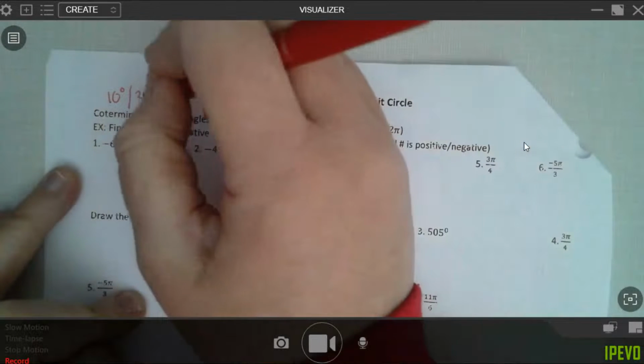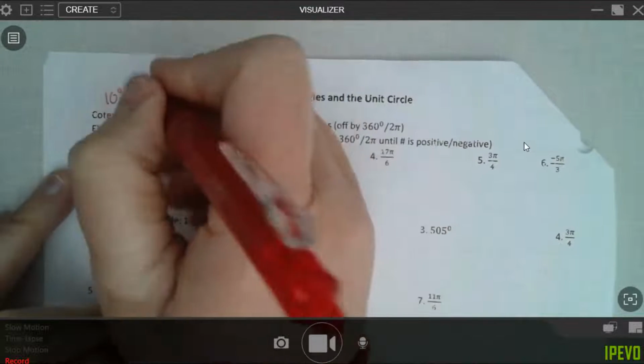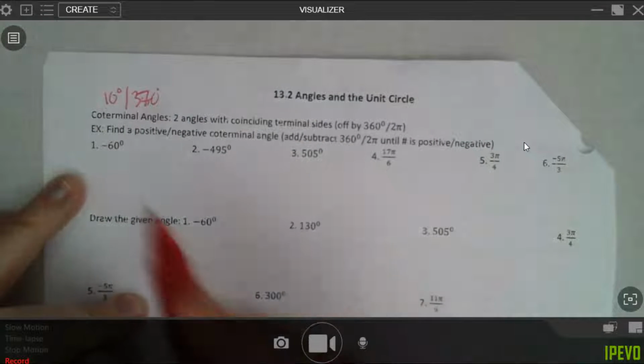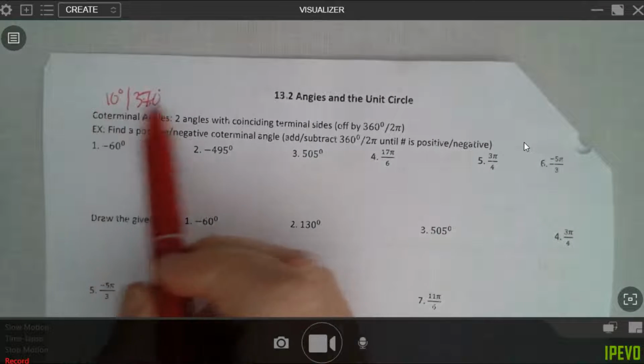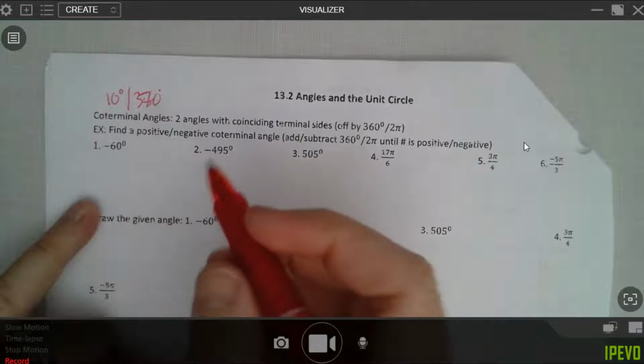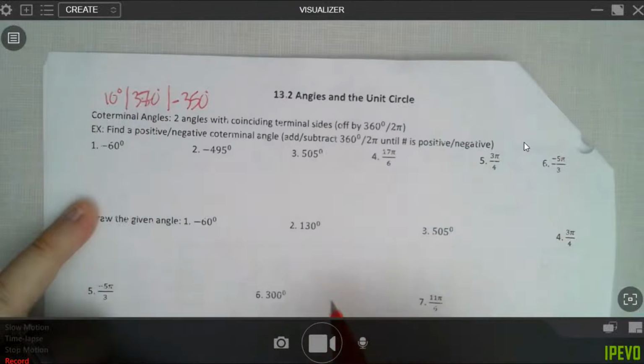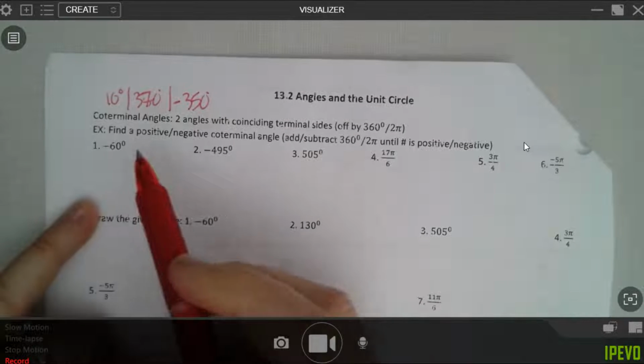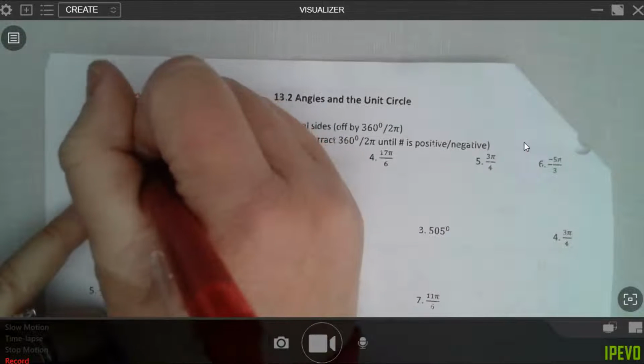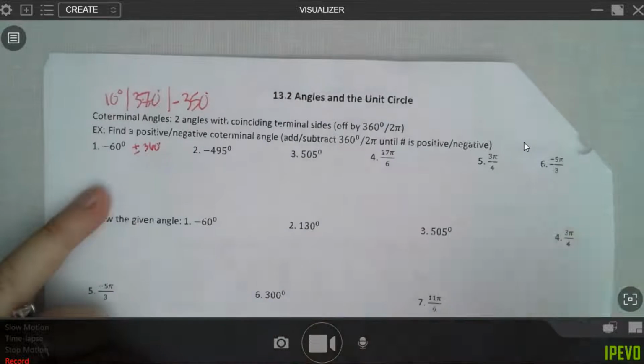Not 350, sorry, 370. 10 and 370 are coterminal angles because they're off by 360 degrees from each other. Just like negative 350 is coterminal because it's off by 360 degrees. So all you have to do is add and subtract 360 to the original answer there.